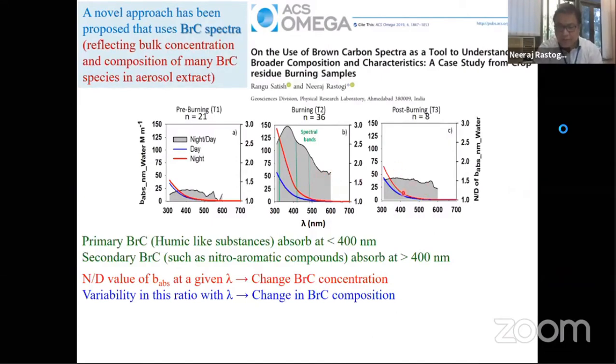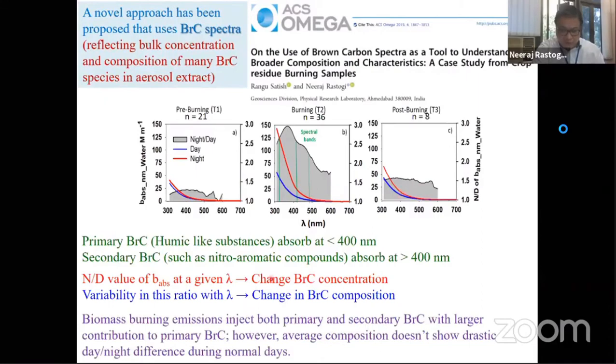And this is after the burning period. So overall, what we stated there is that biomass burning emissions inject both primary and secondary BRC, with a larger contribution of primary BRC. However, average composition does not show a drastic day and night change during normal days, like here and here, because you see it was kind of flat, but you see a hump here. You see a hump here. That means the species which are absorbing here were actually increasing, but all other species were more or less similar.